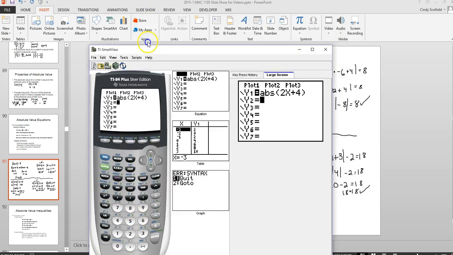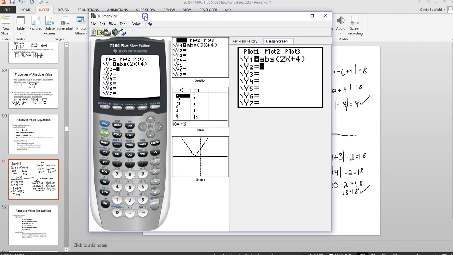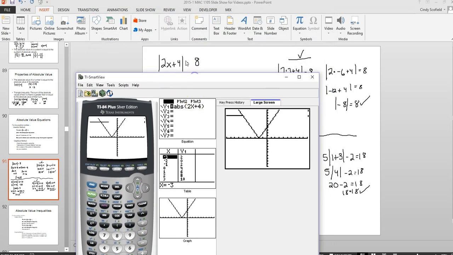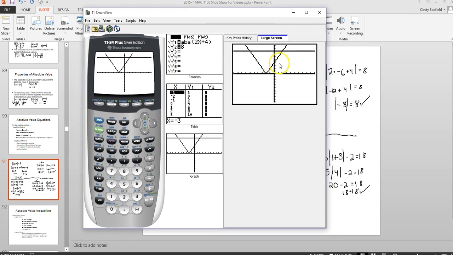And then I'm going to go ahead and do that intersection of graphs method. So I'm going to put 8 in for y2, and then hit graph. So left side went in for y1, right side went in for y2. And in the graph, I can see the V shape for the absolute value of 2x plus 4. I can see the line for y equals 8. And wherever these intersections occur, those x values are my solutions.